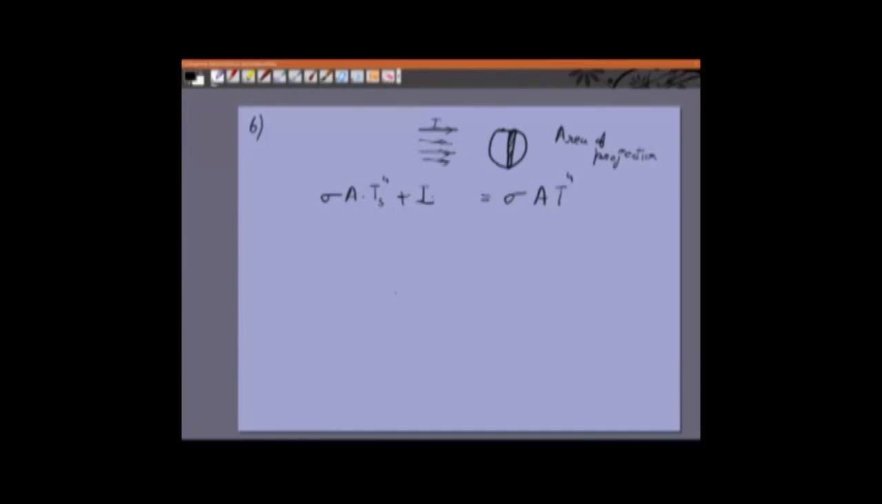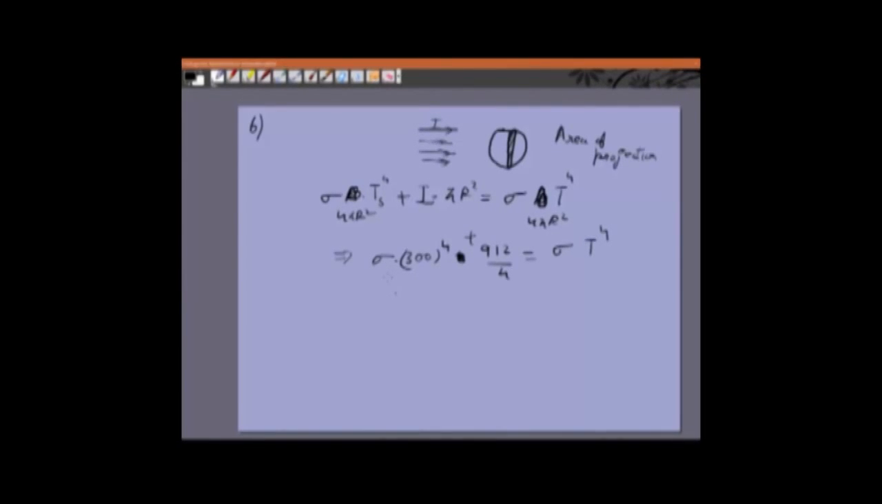So this A will be 4 pi r squared, this A will be 4 pi r squared, and this will only be pi r squared. So from that we can get sigma into 300 to the power 4 plus, we just divide by 4 everywhere, so this is I by 4, 912 by 4, is equal to sigma T to the power 4.